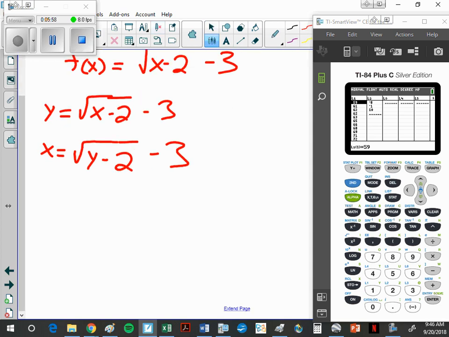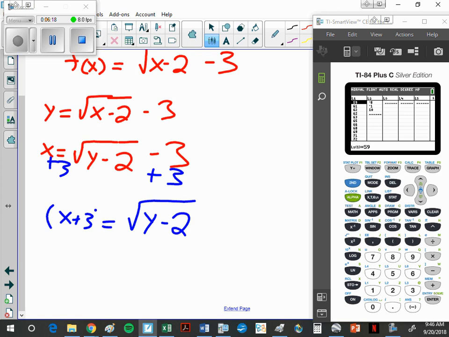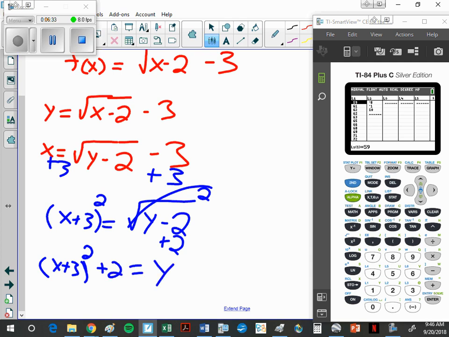Okay. Now I have to solve for y. What do I do first? Add the 3. So I get x plus 3 is equal to the square root of y minus 2. Now what? Square it. And I get x plus 3 squared is equal to y minus 2. So I add 2. And I get this.